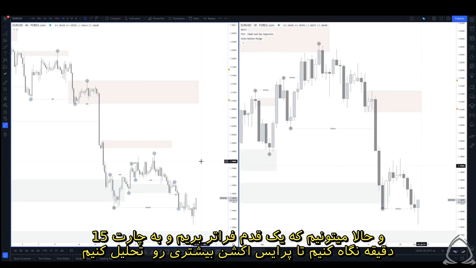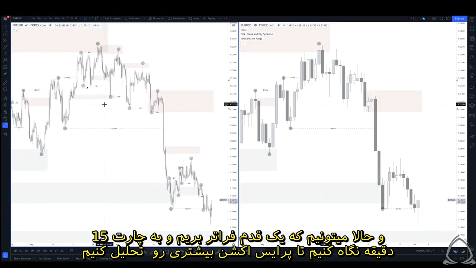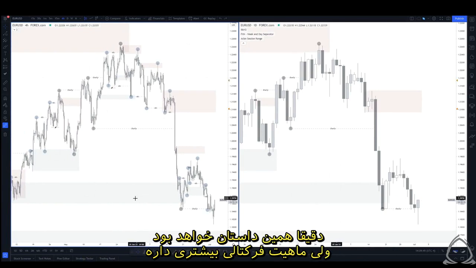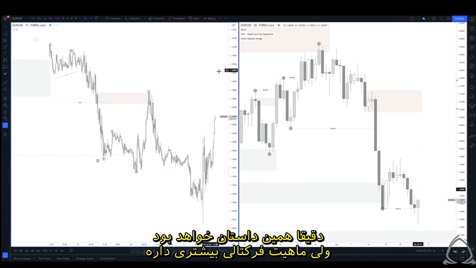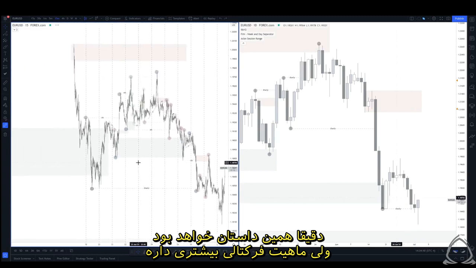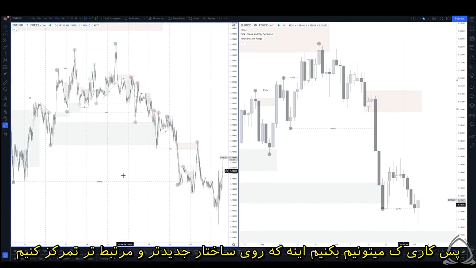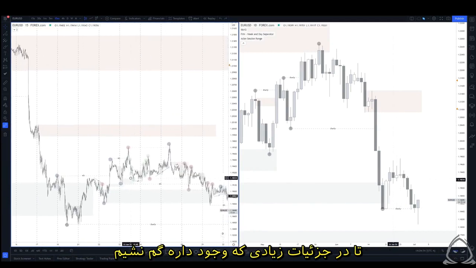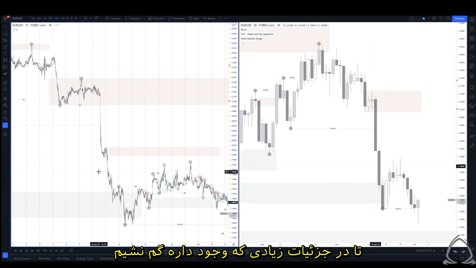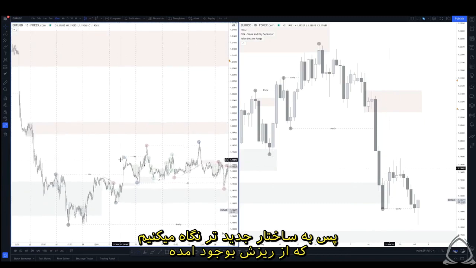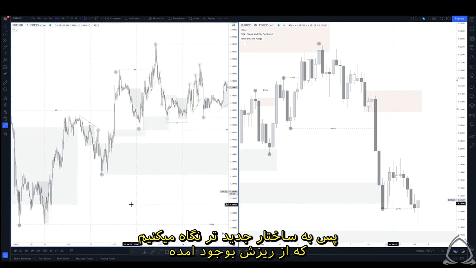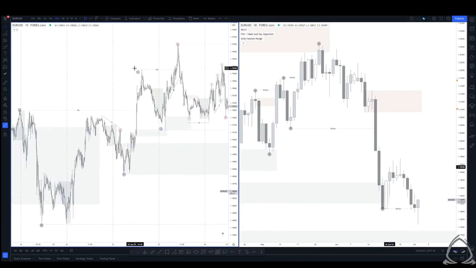And then now what we can do is take it one step further and look at the 15-minute chart and just dig into the price action. It'll be the exact same story, but it'll just be even more fractal in nature. So we'll keep our eyes on the more recent and relevant market structure, just so we don't get lost in too many details. So we'll look at the recent market structure that has happened since the drop here on the 15-minute.